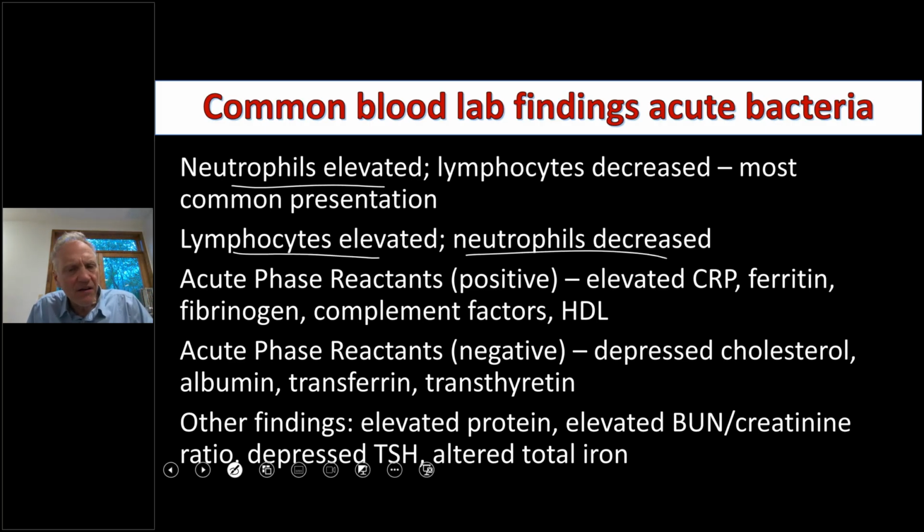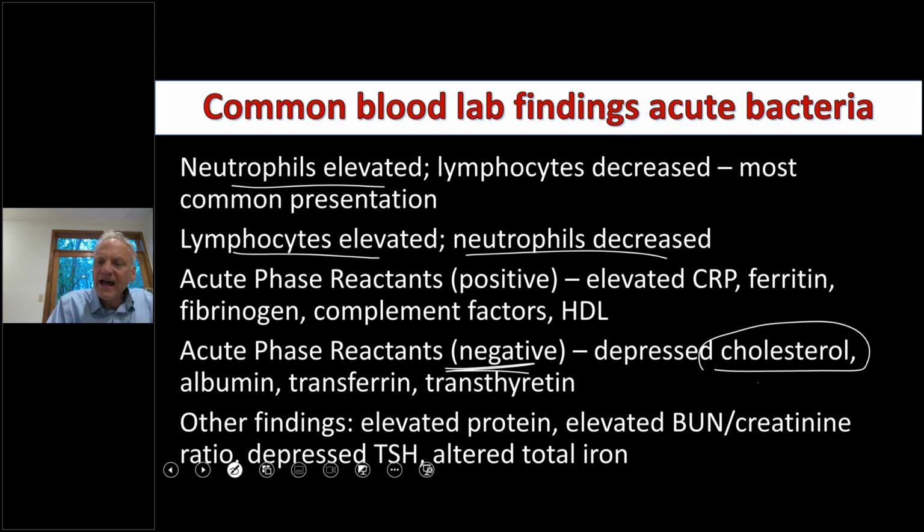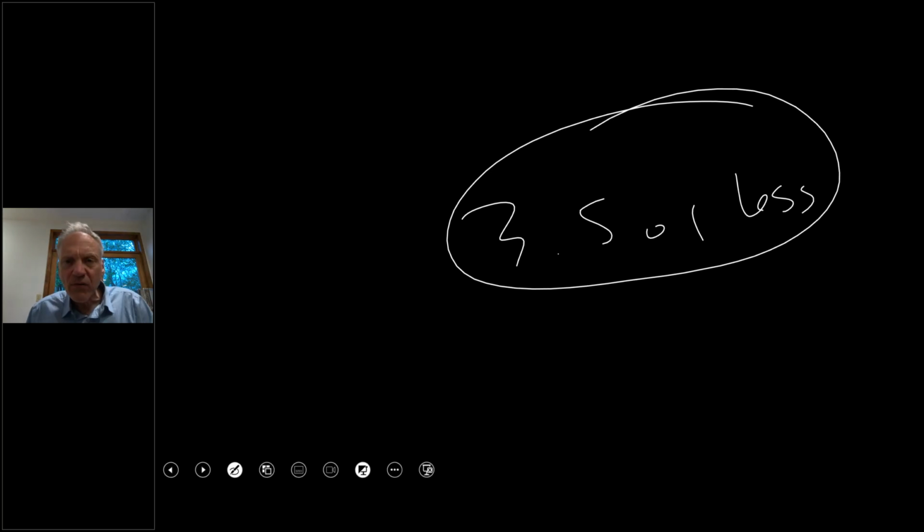GI infections, not all GI infections. In fact, when I see things like H. pylori, I usually see neutrophils high. Acute phase reactants are up, and the acute phase negatives go down. Cholesterol can go down with a bad infection. Albumin can go down. When albumin goes down to 3.5 or less, and somebody has an infection, then you really want to consider a referral for that patient.